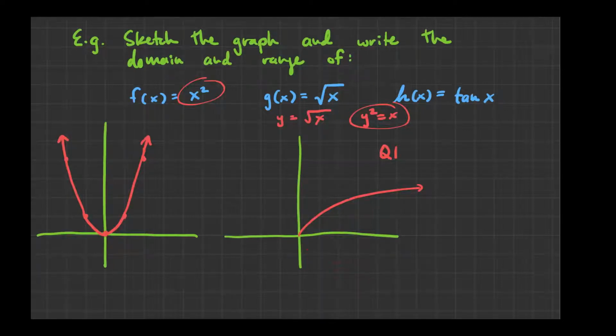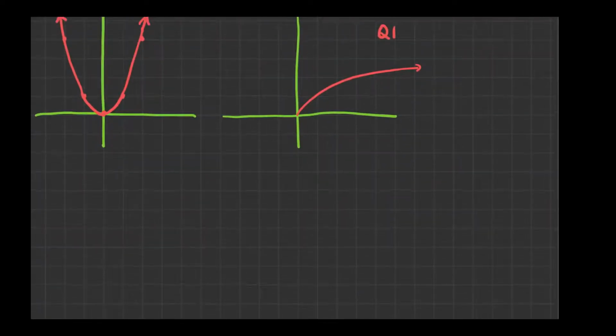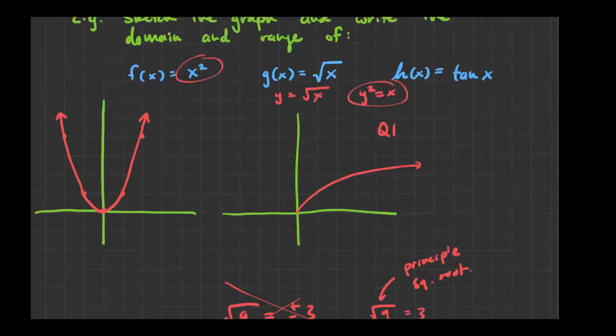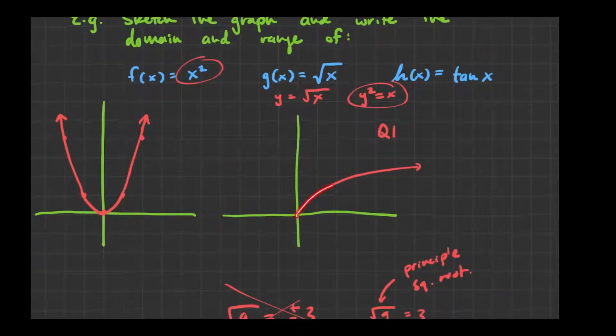Okay. A lot of people tend to think that something like the square root of 9 is equal to plus or minus 3. That is not true. The square root of 9 is equal just to 3. When you take the square root of a number, you're only taking the positive value. This is called the principal square root. So for that reason, we only have our function on one side of the x-axis.